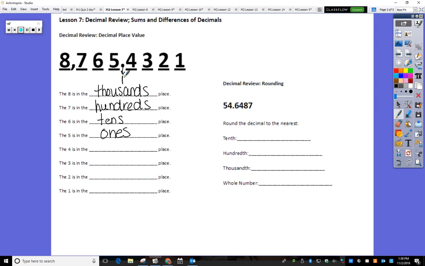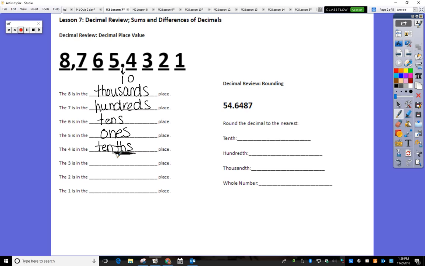Now, if I'm trying to find which place the 4 is in, I'm going to have that 1 underneath my decimal point, and I'm going to attach a 0 since it's one place after the decimal point. This creates the number 10. That tells me the 4 is in the tenths place. Anything after the decimal point has to have a THS at the end of it.